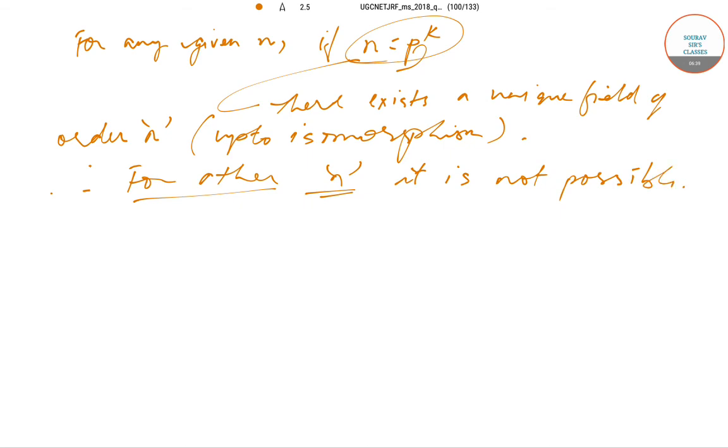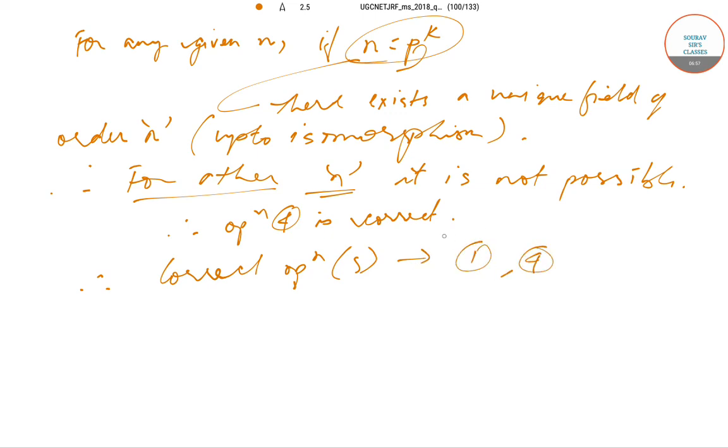So therefore we will get at most one field of a given order. So therefore option 4 is correct. Option 4 is correct. So therefore the correct options are option 1 and option 4. So these are the correct options.